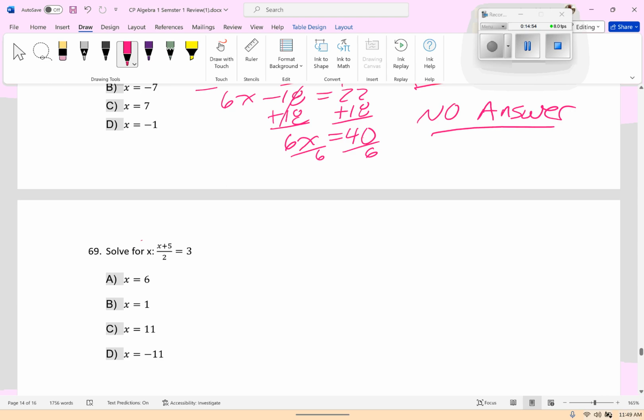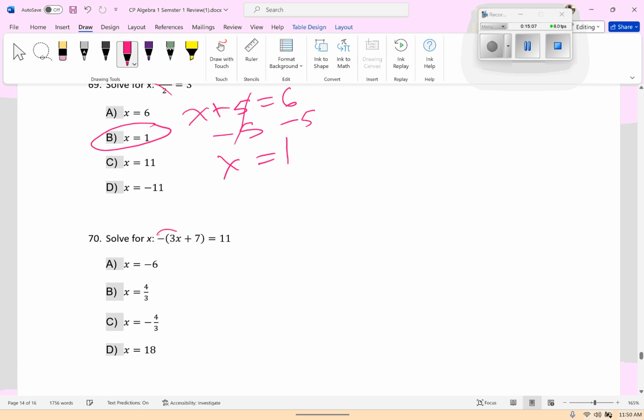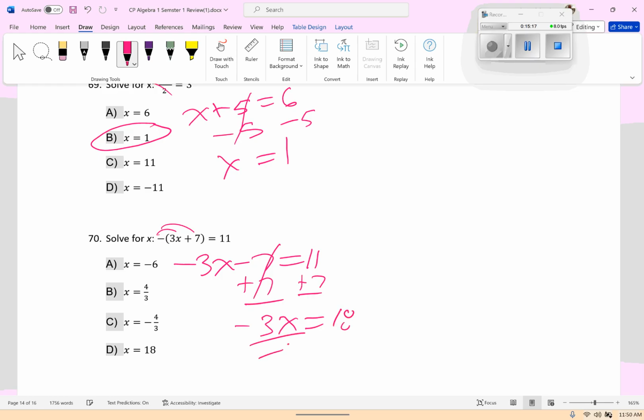For problem 69, let's multiply both sides by 2. Those 2's cancel out, so x plus 5 is equal to 6. Subtract 5 from both sides. So x is equal to 1. There's our answer. For number 70, distribute the negative over the parentheses. Add 7 to both sides. Those cancel out. Negative 3x is equal to 18. Divide both sides by negative 3. Those cancel. So x is equal to negative 6. Here's our answer A.